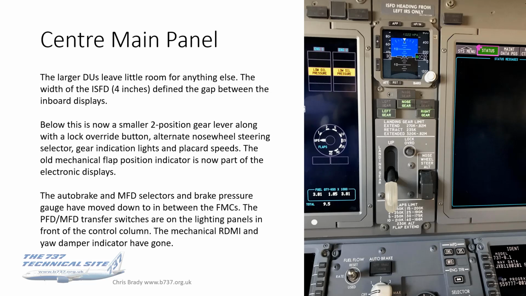You've got the gear indication lights, placard speeds, the old mechanical flap position indicator, that's gone. That's now on the electronic displays that you can just see to the left there. The autobrake, MFD selectors, brake pressure gauge, they've all moved down. You can just see them on the bottom of this picture. The PFD, MFD transfer switches are on the lighting panels now in front of the control columns. And the mechanical RDMI and the yaw damper indicator, they've gone. They're consigned to the history books.